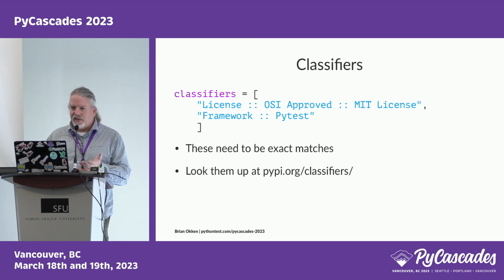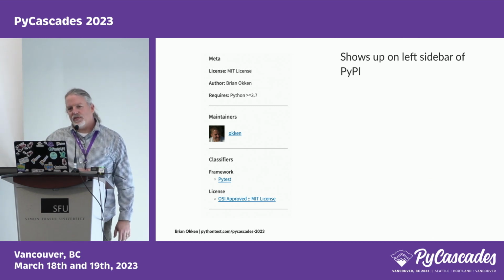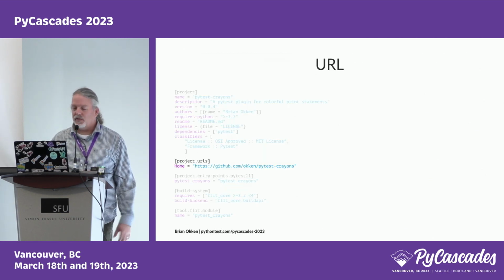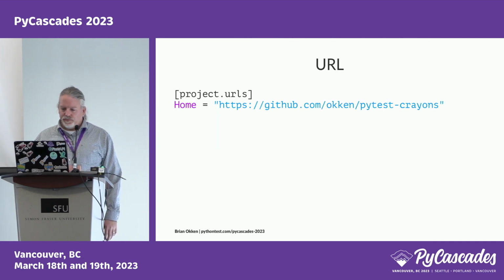And then if you fill all that stuff out correctly, some of it shows up on the left side of PyPI when you publish it. So that's neat. I've got my classifiers there, the requires Python, and the license at the top. The license comes from the classifier. So if you don't list the classifier, it doesn't show up in the metadata at the top, currently.